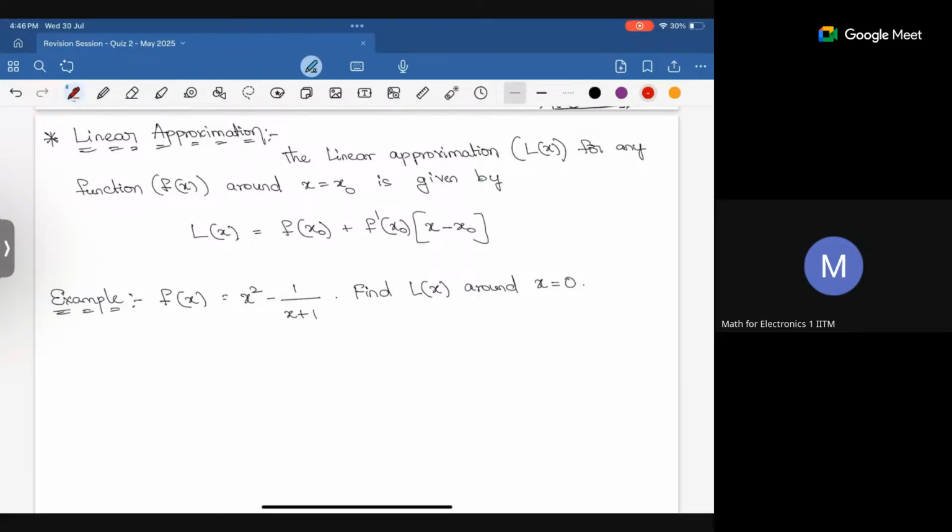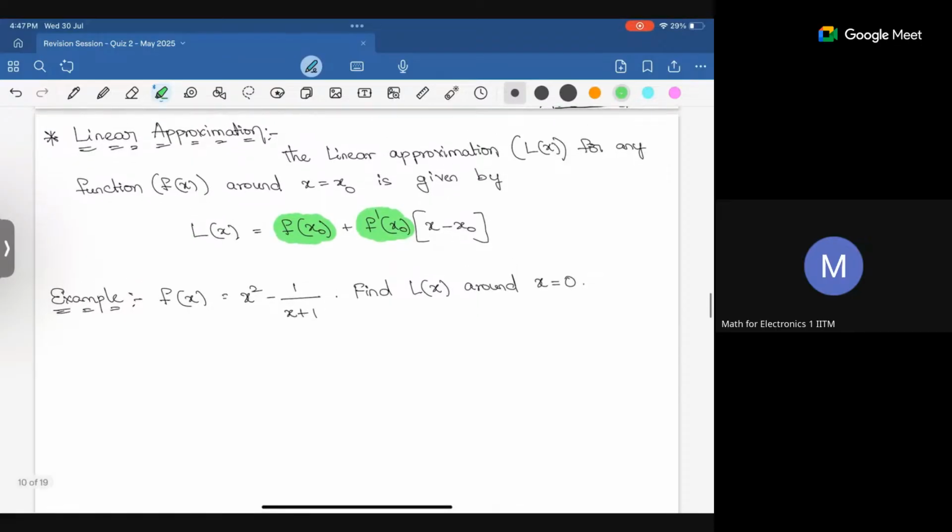Alright, so the linear approximation L of x, which is a linear equation that approximates any other function f of x around a particular point. Right, so the linear approximation L of x for any function f of x around x equals x naught is given by this expression. In this expression you can see we need f of x naught, the value of the function at that point, and we need the derivative value at that point. So these are the two things we have to find to get the linear approximation.